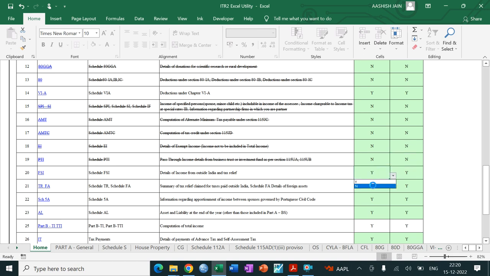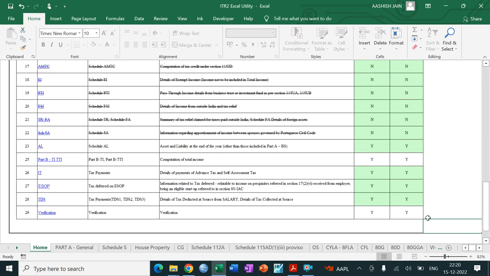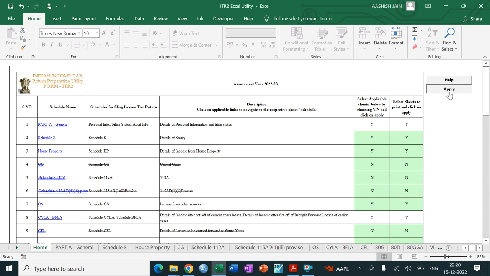Income from tax relief, no, we don't have any information regarding this. For necessary details, no. Portuguese civil code, no. Assess liability, yes. Advanced tax, yes. Then deferred tax, no. That's it. Now click on the apply button, and then move to the general information part sheet.